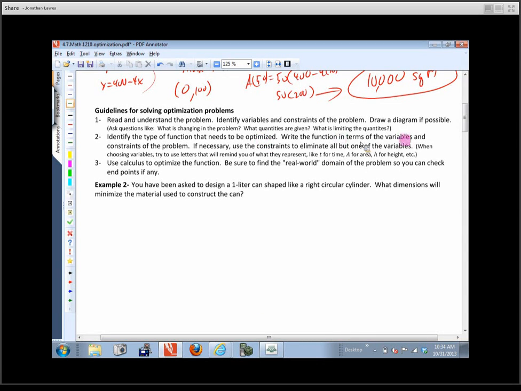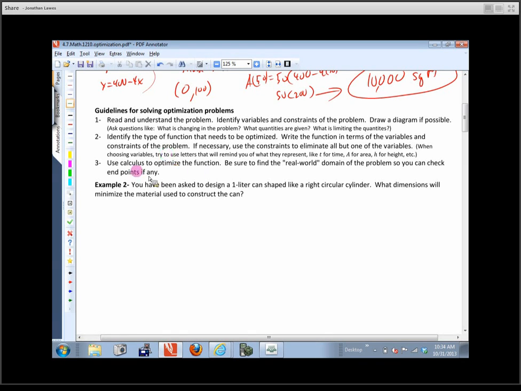Okay? Write the function in terms of the variables and the constraints of the problem. So we declared the variable to be x, and we also had a y, but we got rid of that y so we could write it in terms of x. Okay? If necessary, it says use constraints to eliminate all but one of the variables. That's what we did there. Okay? We didn't like having the two variables x and y, so we wrote y in terms of x. Okay? And then usually it's a good idea, if you're going to get to choose variables, to pick ones that remind you what you're looking for. That's why we called it the function A rather than the function f. Okay, A reminds us that we're trying to maximize the area.